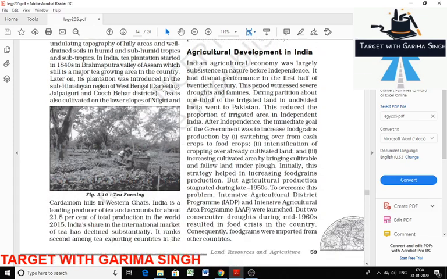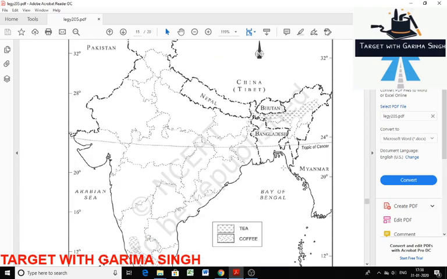Then agriculture development in India. About 54.6% of the population is engaged in agriculture activity, according to the census, and about 57% of the land is used for cultivation of various crops in India. The land-human ratio in India is only 0.31 hectare. Strategy of development we will discuss.